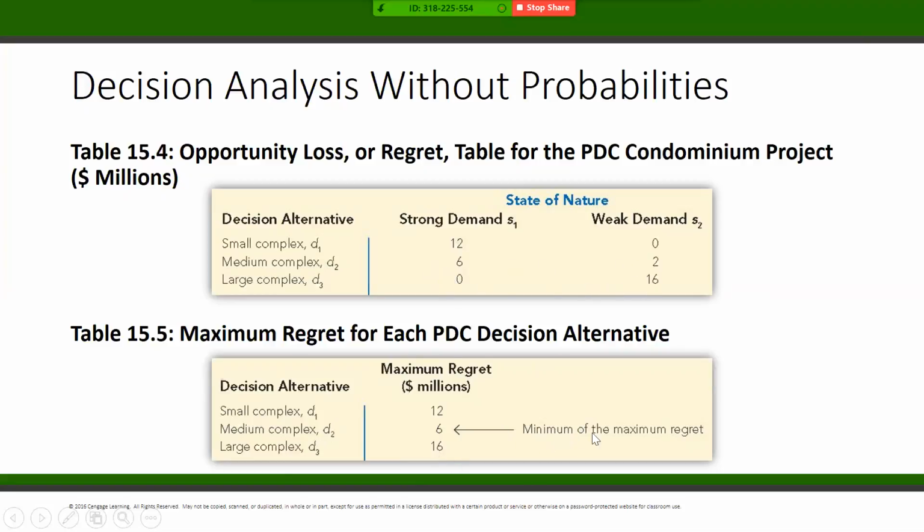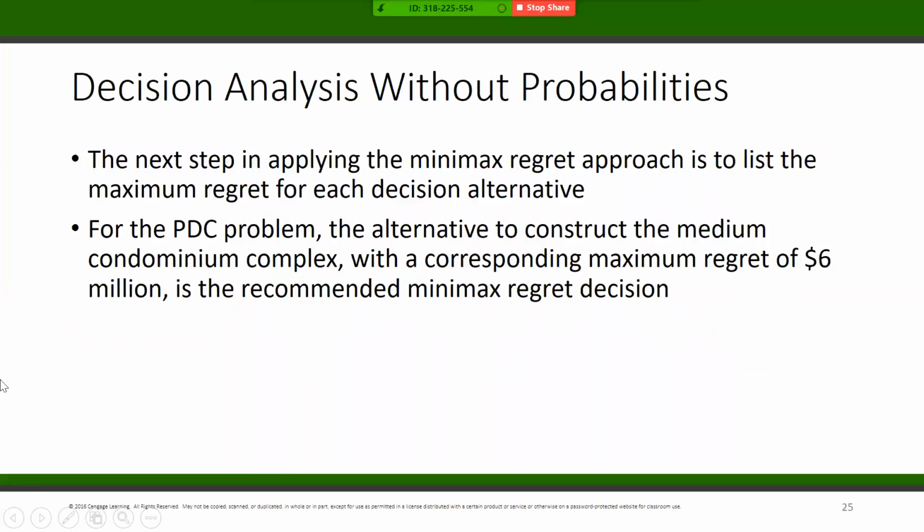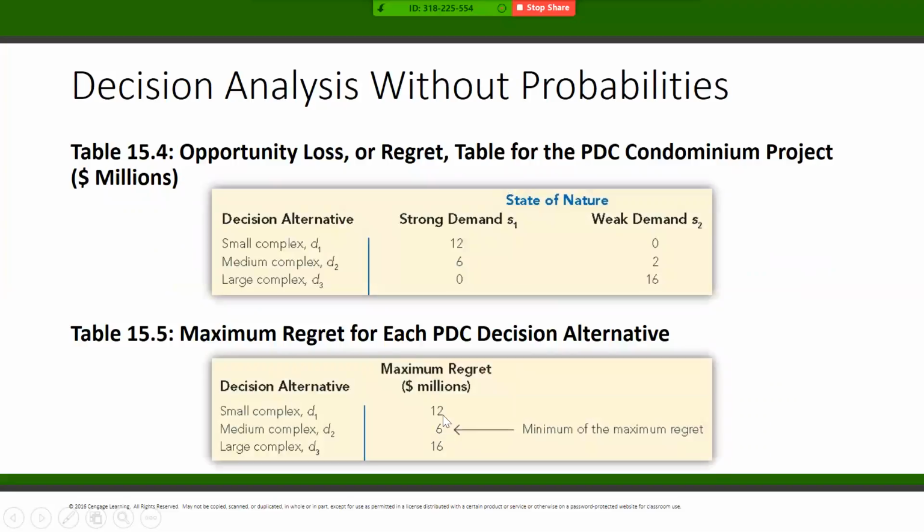And we're going to take the minimum of the maximum regret, and so that would be the 6. The next step in applying the minimax regret approach is to list the maximum regret for each decision alternative. For the PDC problem, the alternative to construct the medium condominium complex, with a corresponding maximum regret of $6 million, is the recommended minimax regret decision. And that's that point right there. And that's how we got it.